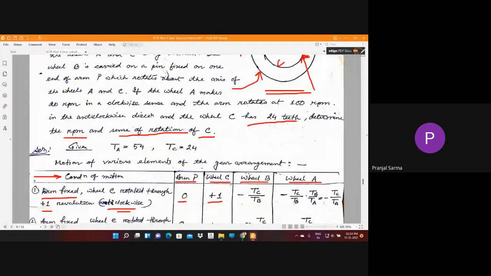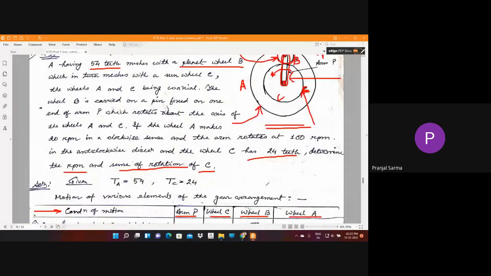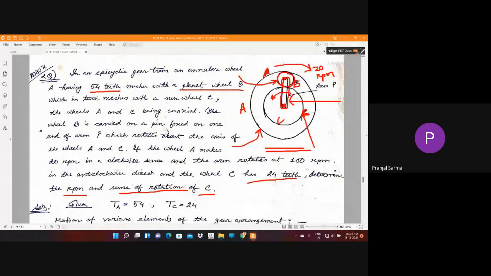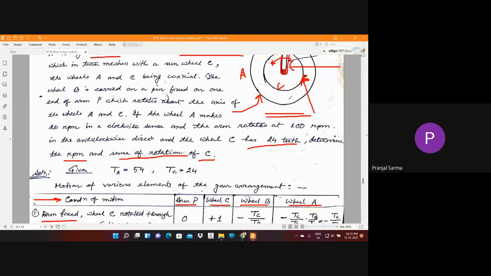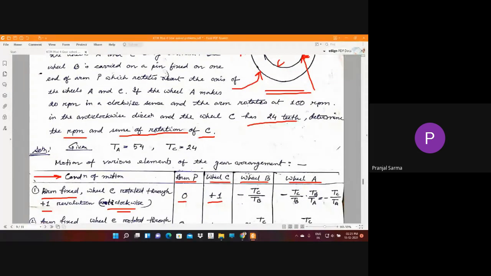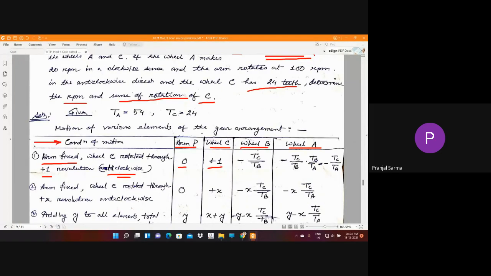That means if we consider wheel C to have positive sense of directional motion, then we have to consider it negative for B. So negative of Tc by Tb is the motion of wheel B. Now B and A are internally meshed, so the motion is given to wheel A through wheel B in the same direction. Once again negative will remain. So negative of Tc by Tb into Tb by Ta. Tb will get cancelled. It will be minus of Tc by Ta.